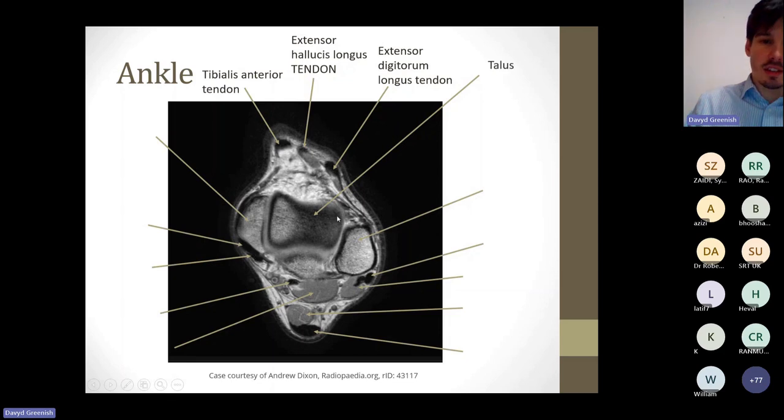This bone here is the talus just coming in. We've already said that this is lateral and this is medial, so this is your lateral malleolus. Behind here, I want people to have a go at which structure this one is.